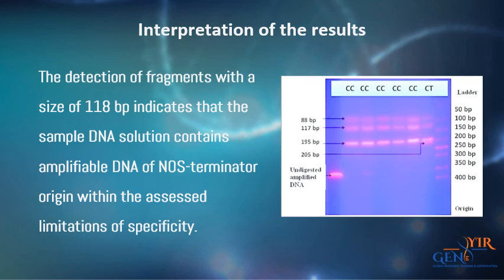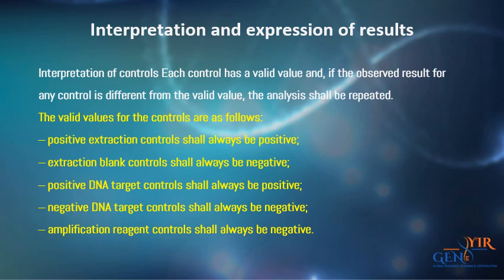General quality assurance and interpretation of the results. The target sequence is presumed to have been detected if the size of the PCR product corresponds to the expected length of the target DNA sequence, determined by comparison with products derived from certified reference material containing the target sequence. The detection of fragments with a size of 118 base pair indicates that the sample DNA solution contains amplifiable DNA of NOS terminator origin within the assessed limitations of specificity.